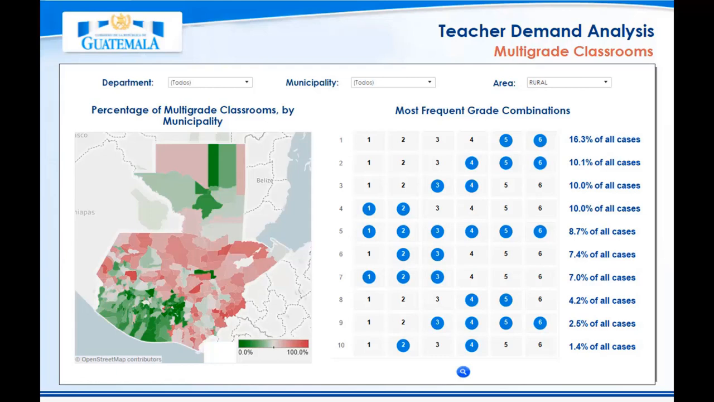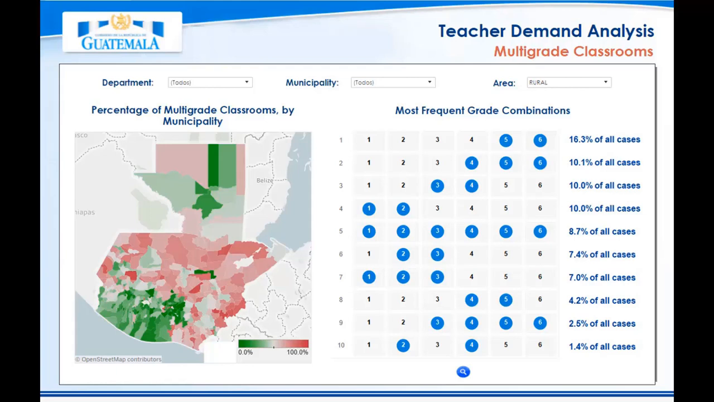We see some filters on top, so that means you can basically focus on a given department or municipality if you wanted to do that. And area means urban and rural schools, so you can focus on which of the two you want to analyze at that particular moment. Now, these are multi-grade classrooms. That means we have a classroom with just one teacher, but more than one grade working in it at the same time.